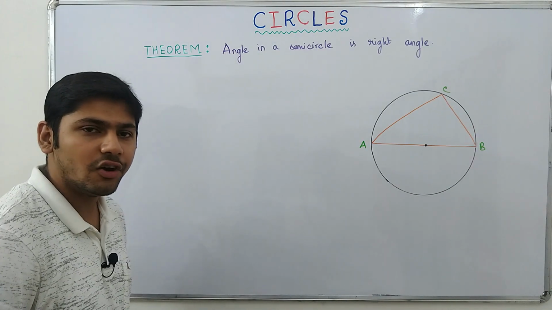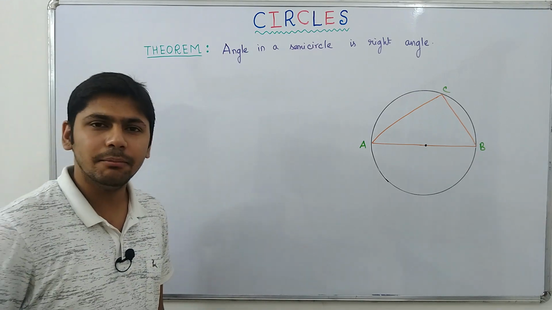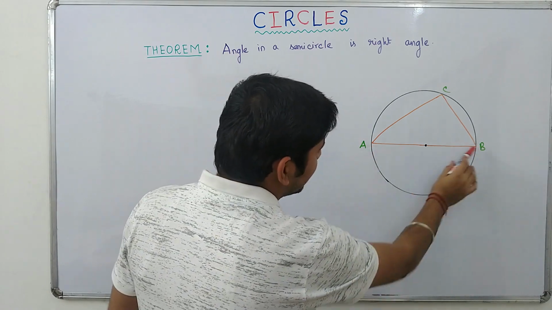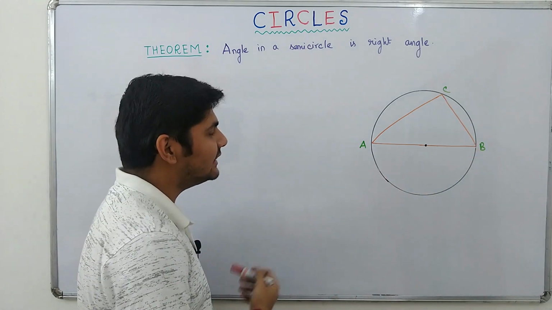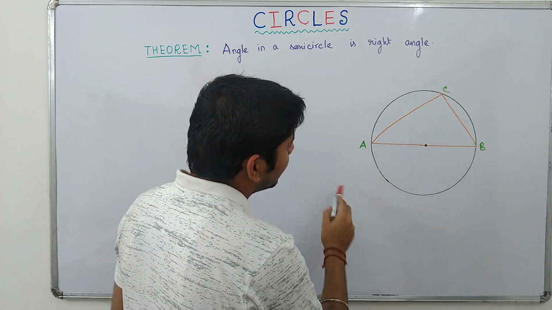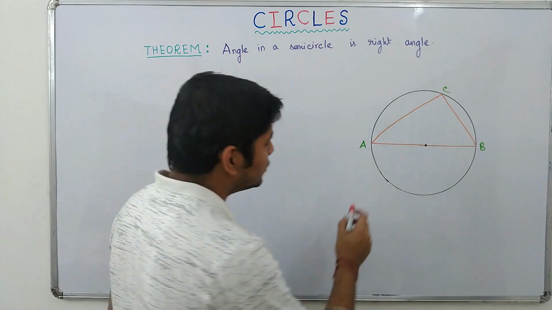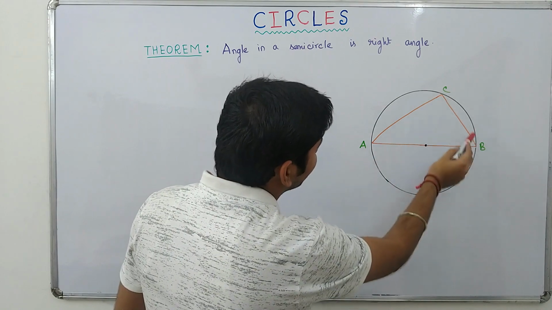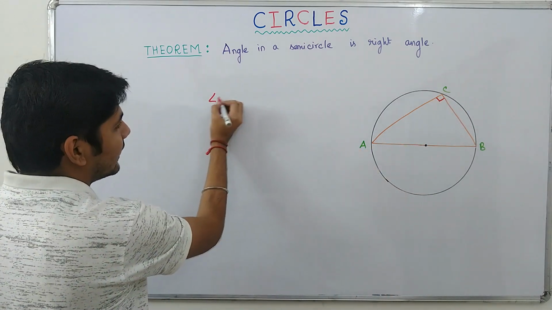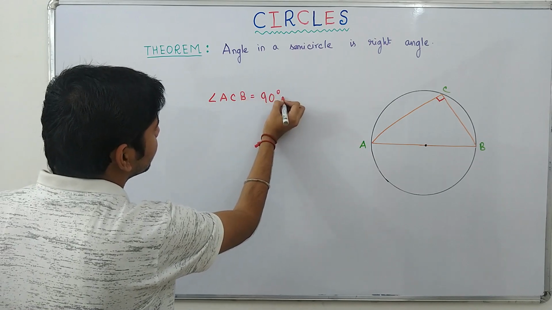Moving on to the next theorem. Angle in a semicircle is a right angle. It is very simple. We have a circle over here and AB is the diameter of the circle. That means AB divides the circle into two semicircles, one here and one here, and any angle in a semicircle is 90 degrees. That means over here angle ACB will be 90 degrees, as simple as that. So angle ACB is equal to 90 degrees.